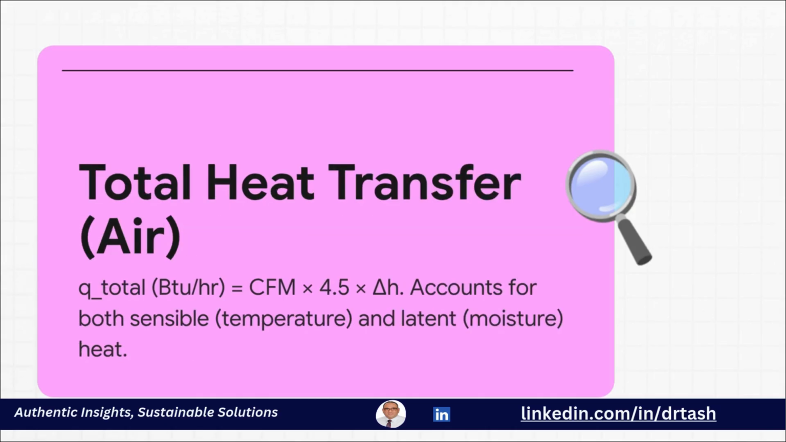But as we all know, especially in humid climates, temperature is only part of the puzzle. You have to account for the moisture, the latent load, and that's where enthalpy, our good friend delta H, comes in. This equation gives you the total heat picture. And that 4.5 constant, same deal as before. It's just a helpful shortcut. If you're not using this equation, you're flying blind on your dehumidification loads, period.